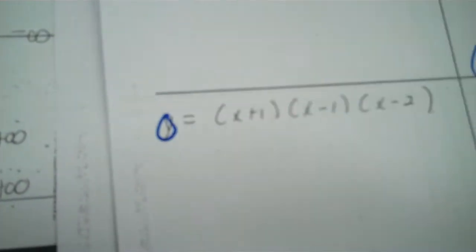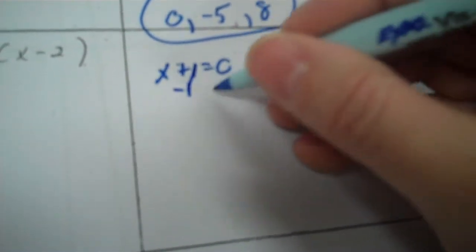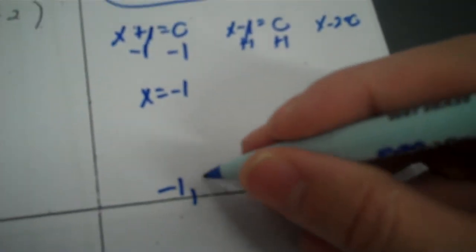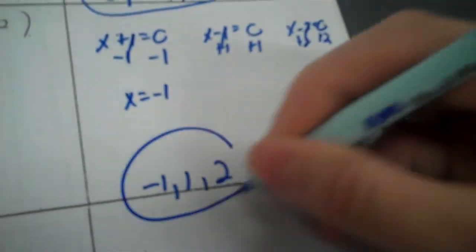Okay, next one. And then again, the zeros of the function means this variable all by itself is a 0. Fortunately, it's already factored, so we don't have to factor it. x equals negative 1, 1, and 2. Those are the zeros of the function. Eventually, you'll have to find them when it's not factored like that for you, but this is.